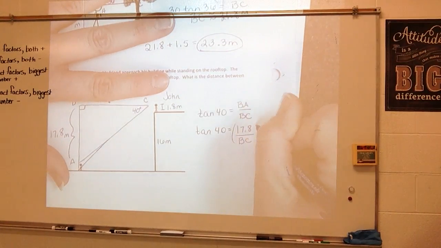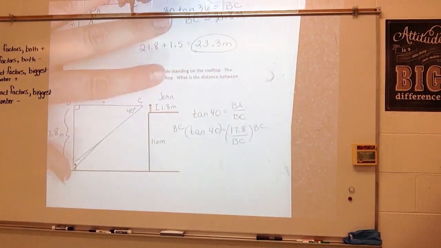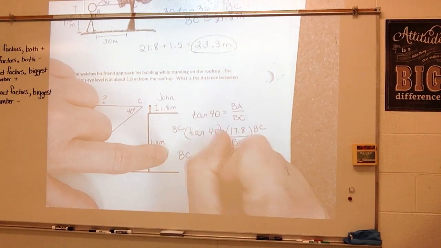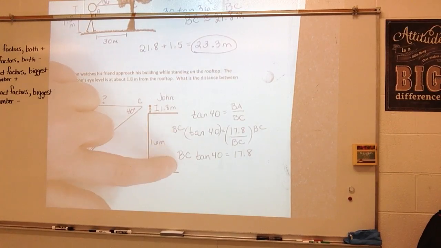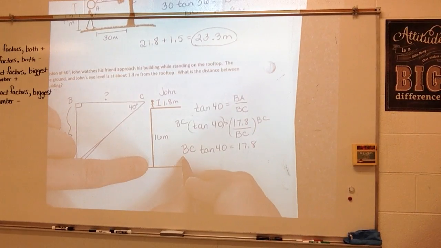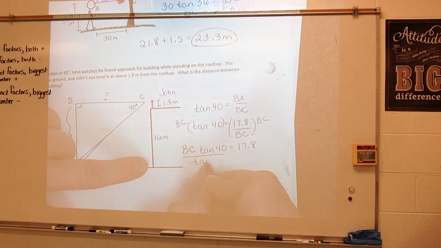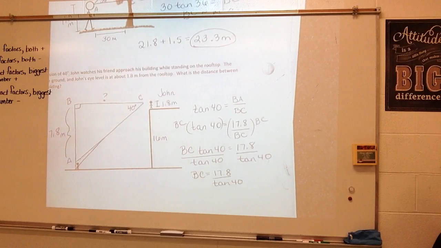All right? So now, how am I going to solve this? So I would multiply everything by BC. And hopefully, you can figure this out without having to write down every single step. So I get BC tangent of 40 is equal to 17.8. I want BC by itself, so I need to divide by tangent of 40. So then that gives me BC is equal to 17.8 over the tangent of 40.